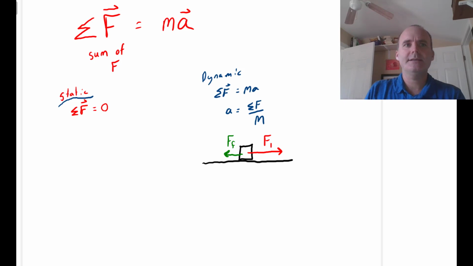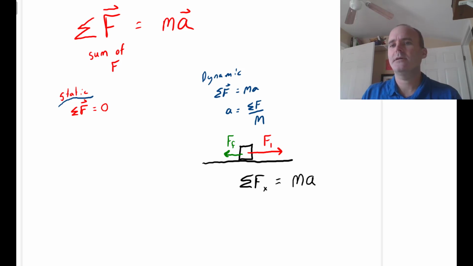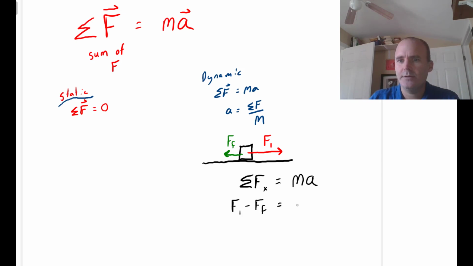Now in this case, I'm going to sum my forces in the x direction and set it equal to, well, if I have a net force, that means it's going to accelerate. Whenever these forces don't cancel each other out, it's going to accelerate. So I'm going to have mass times acceleration. In this case, the sum of my forces is F1 minus Ff, and that's equal to mass times acceleration.